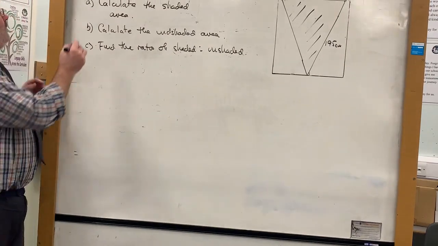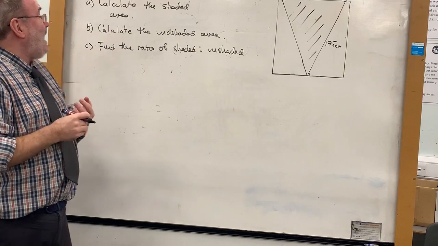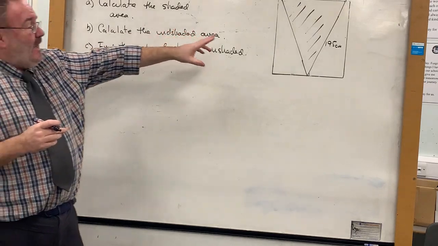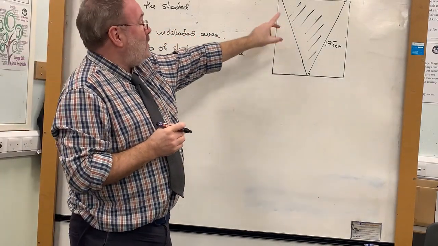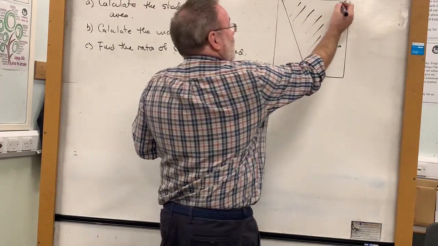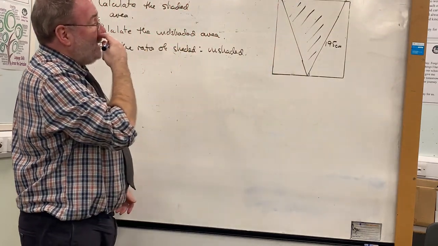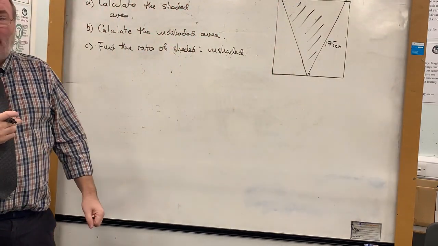Okay, so I want to focus first of all on page 146, question 10. What we've got is this diagram. You see it better in your textbook. You've got a triangle sitting inside a rectangle. There are a couple of bits at the top here that are not part of the triangle. That's going to be important later on.